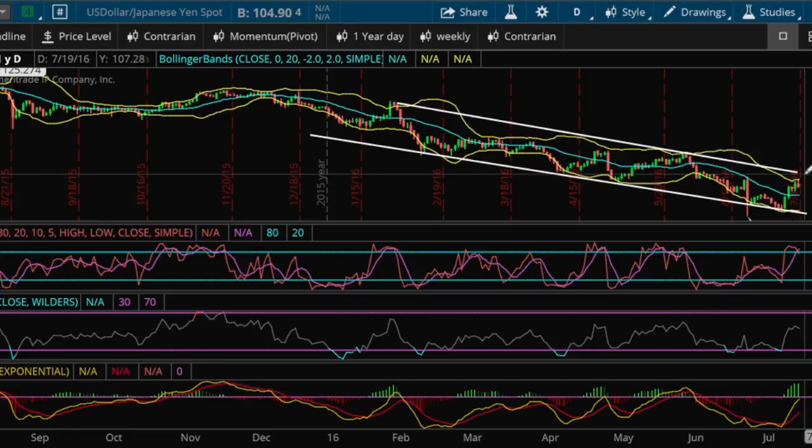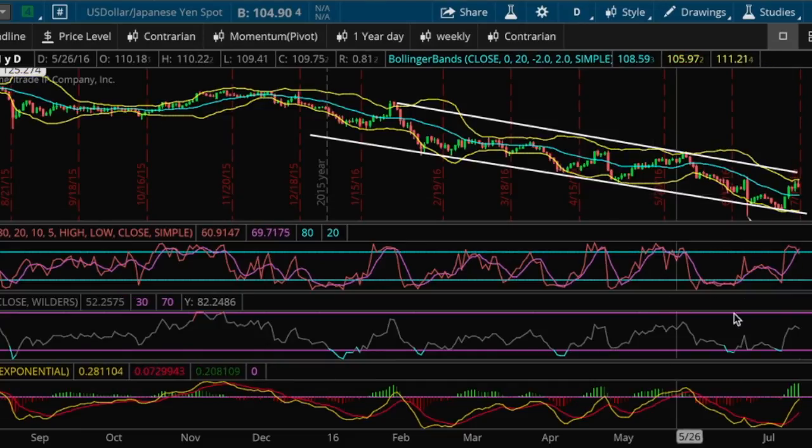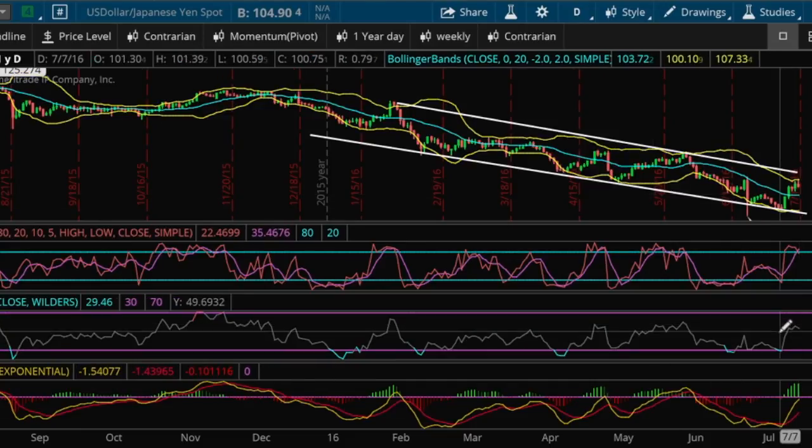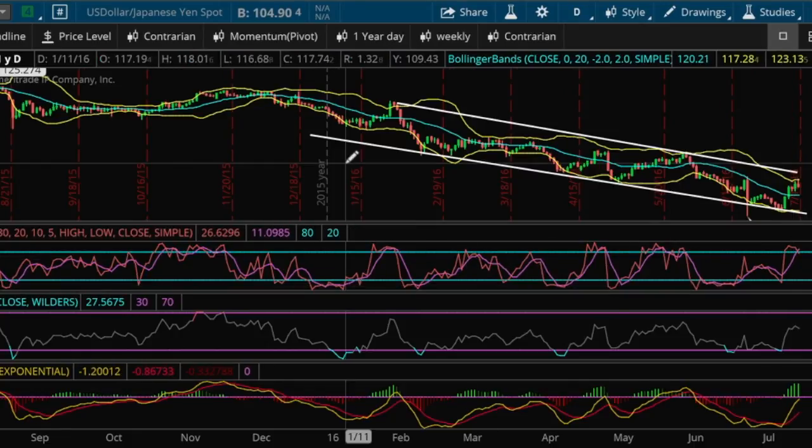You might not. As soon as you start to see it roll over, and the indicators also roll over with it, as you can kind of see here on the RSI and the stochastics, it's looking like it's rolling over. You might want to go short. That's a very strong channel. I mean, this is going on 6 months now, so that is a very strong channel.